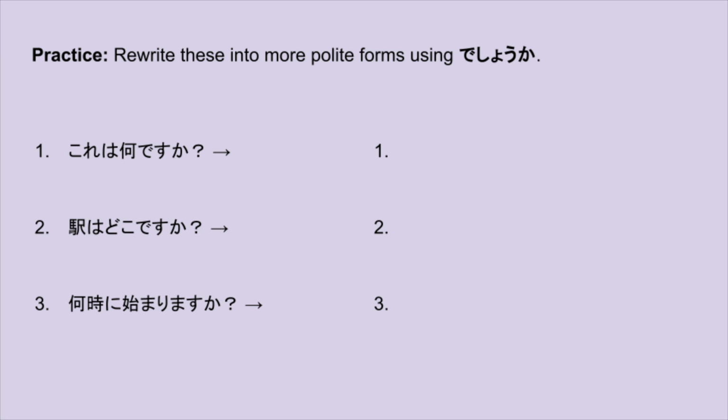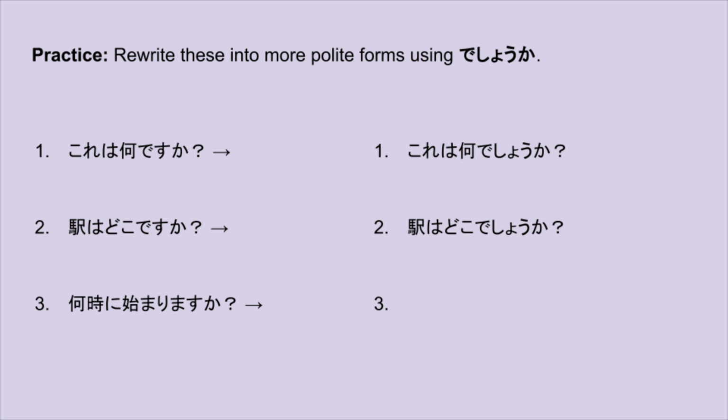Rewriting this from desu ka to deshou ka is pretty simple. So, kore wa nan desu ka goes to kore wa nan deshou ka? Same thing. You change the su in there to shou instead, and it's just automatically more polite. Number 2, same thing. Eki wa doko desu ka? Eki wa doko deshou ka?